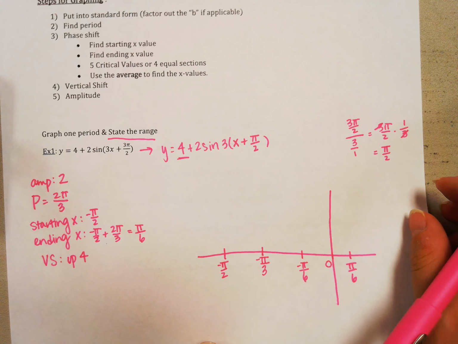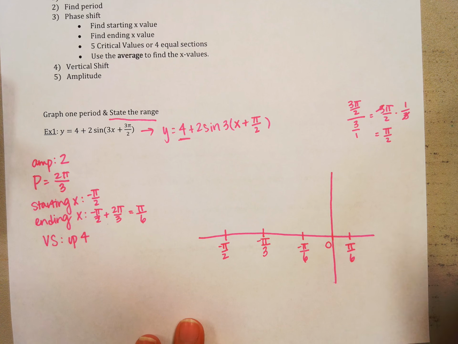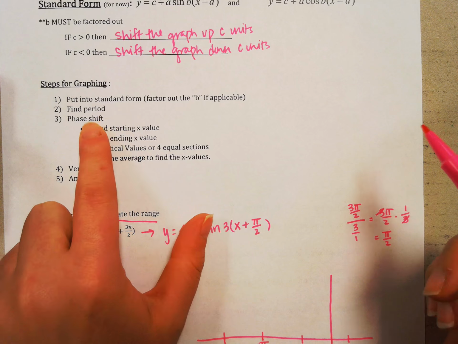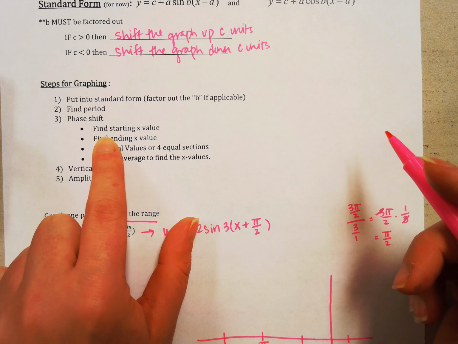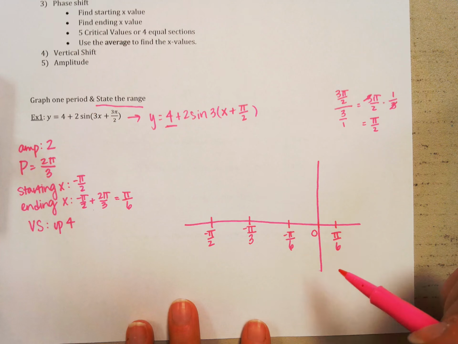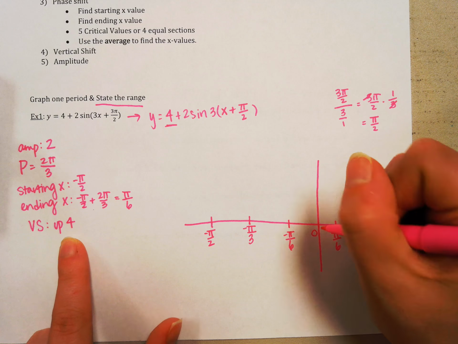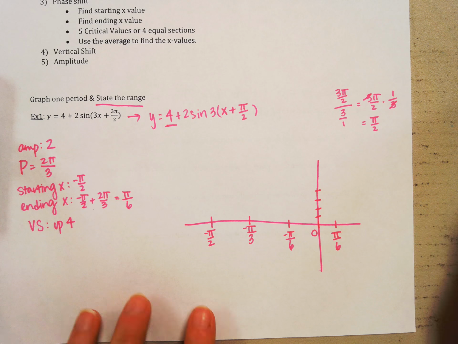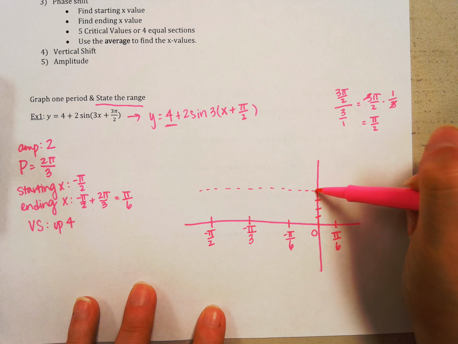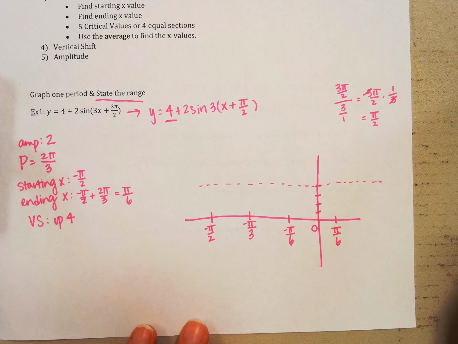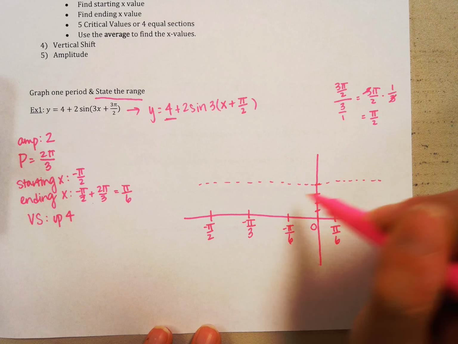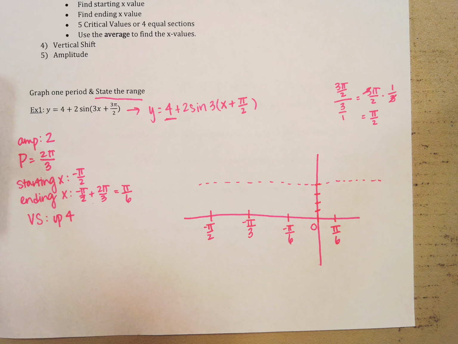Next thing we're going to do, so we've done the standard form, we found the period, we found the phase shift with our starting x value, ending x value, we found the average. The fourth thing that we need to do is pay attention to this vertical shift, which shifts the graph up 4 units. So this is now our new baseline. So I'm going to draw a horizontal line so that we can actually see this a little bit better. That's our new x-axis. So when we graph our sine value, we're going to graph on this new baseline, this new x-axis as we've shifted it up.